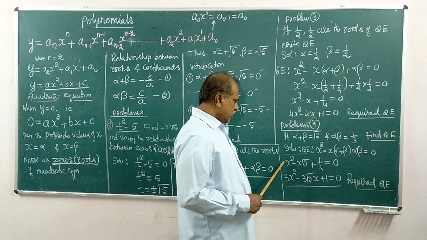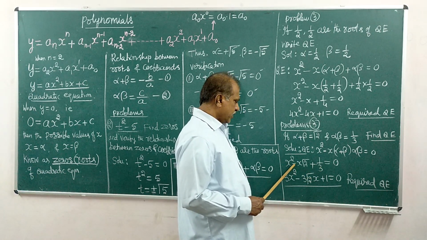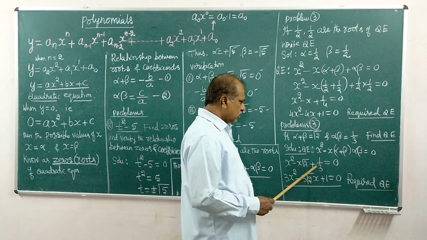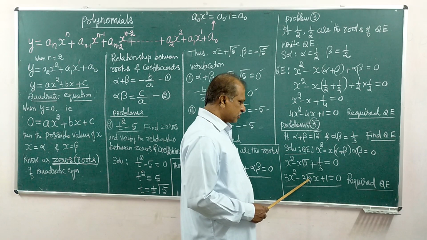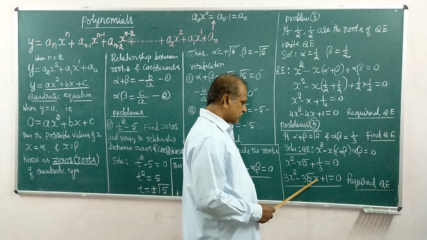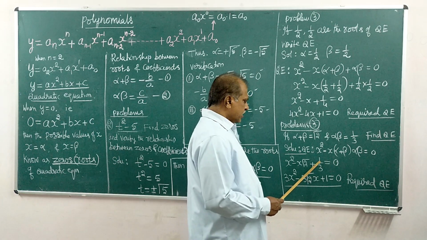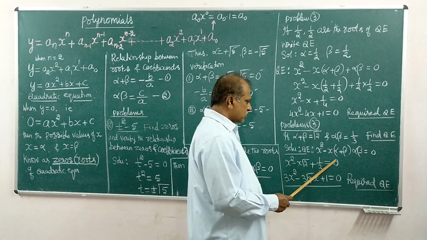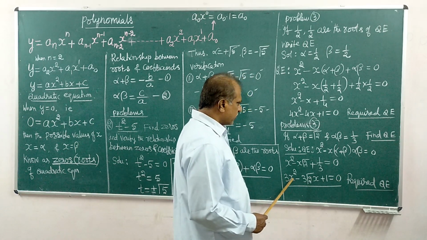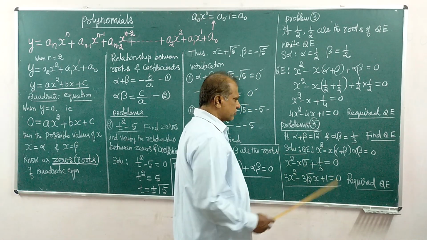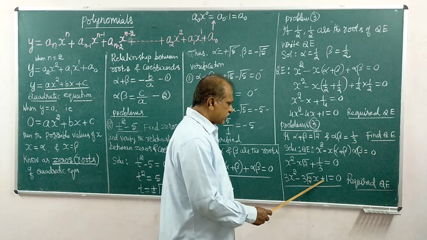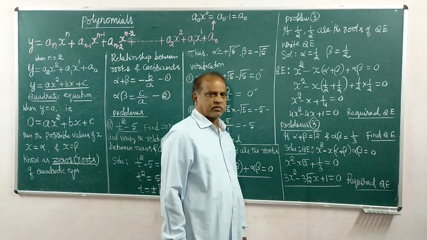First term into 3, 3x square, minus second term into 3, root 2 is already there, so 3 into root 2 is the coefficient. It's a real value, 3 root 2 into x. Plus 1 by 3 into 3, 1, equals 0 into 3, 0. So the quadratic equation for this given data is 3x square minus 3 root 2 x plus 1 equals 0. This is the required quadratic equation.